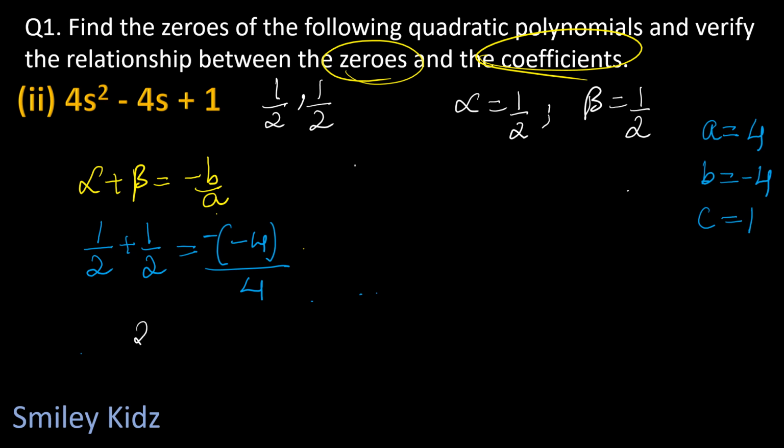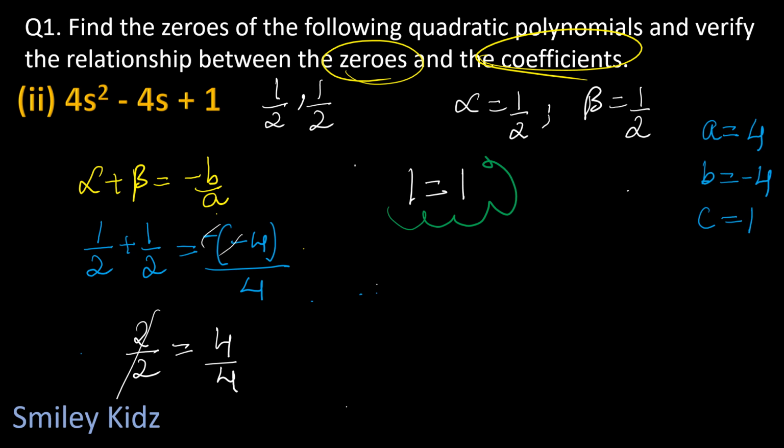2 by 2, isn't it? Which is equal to, here minus and minus get cancelled, 4 by 4. Now 2 by 2 is what? 1. 4 by 4 is what? 1. So we have successfully verified the relationship between the sum of the zeros and its coefficients.